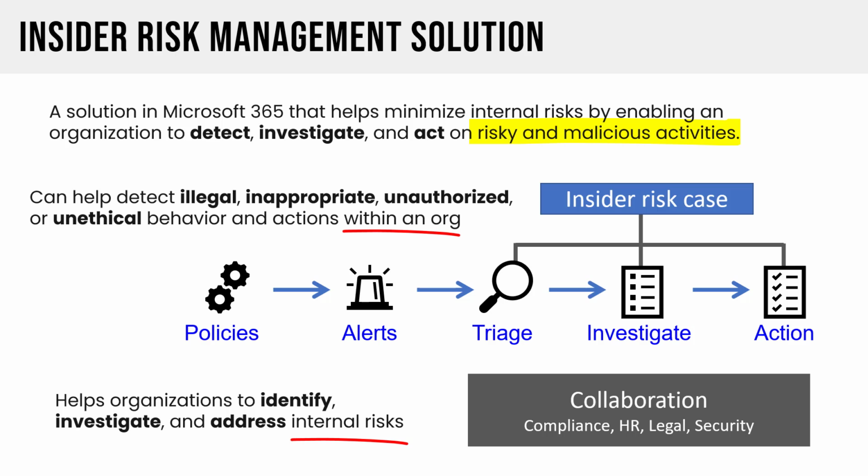Insider risk management allows us to set up a policy, define parameters. When the policy gets a hit, we get an alert, and the appropriate department and responsible parties can triage, investigate, and take action depending on what is found.